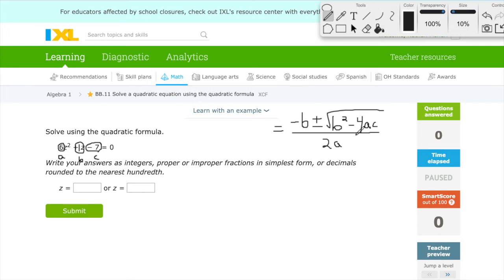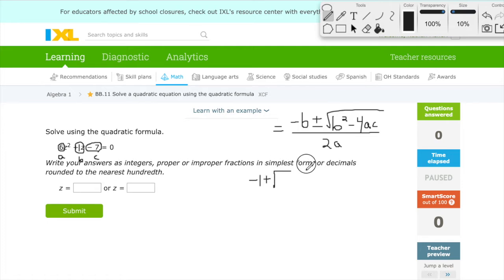Let's actually work through this one and see how it works out. Let's plug in the numbers first. So our b value is 1. So because I want negative b, I'm going to put negative 1. And then let's do the addition version first. So there's a version where you use plus, and then a second version where you use minus. And like I said, that's how you get two different answers.